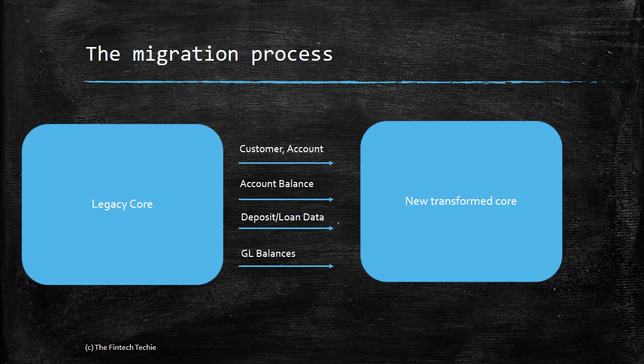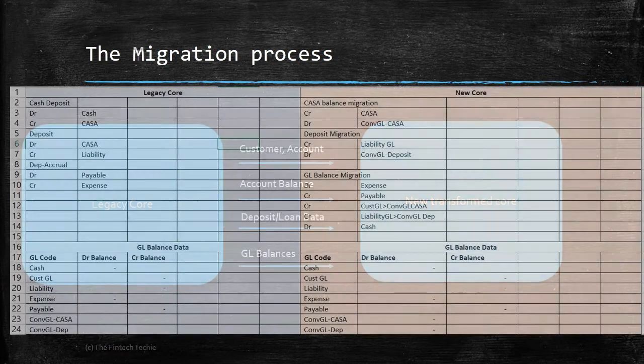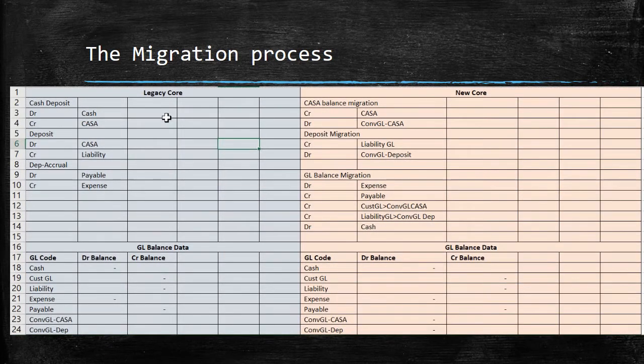In this session, we try to understand how the GL balances get migrated. This probably is the most complex part of the migration. However, I have tried to simplify the whole process. So in this sheet, on the left hand side, I have the legacy code, and on the right hand side, I have the new code.